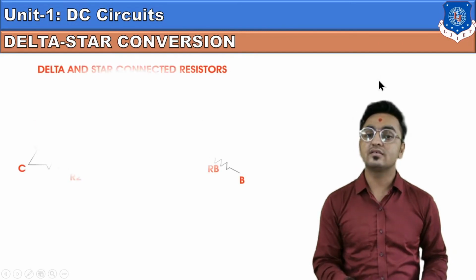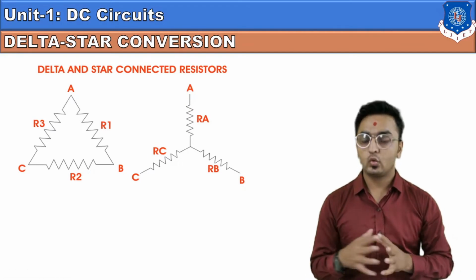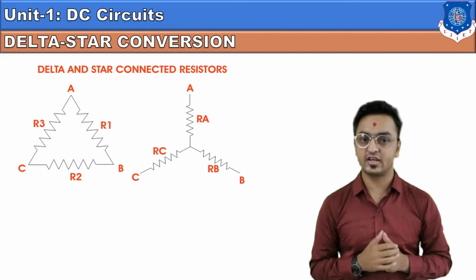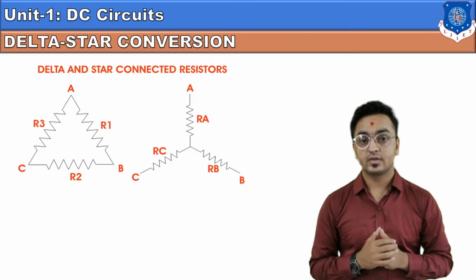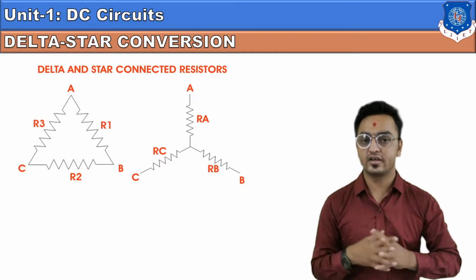So let's discuss what the delta and star connections are. Up to now, we have discussed series and parallel connections. Here, we are going to discuss our next types of connection, that is the delta connection and the star connection.